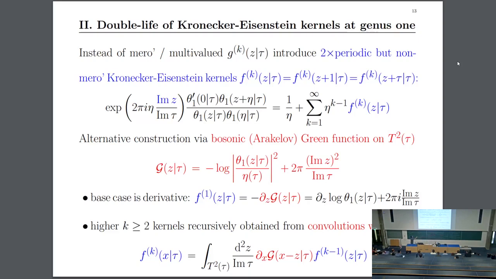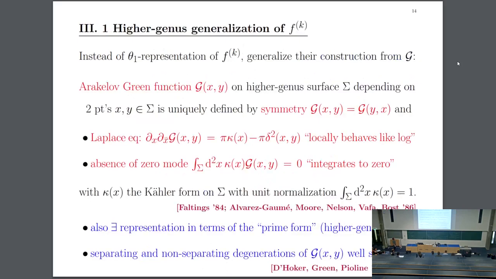Okay, so F1, the first subleading kernel, is just the z derivative of the Green's function, and all the higher ones are convolutions of Green's functions and lower order f. So this is a recursion relation which generates all the f's for you, even if you don't know about this ratio of theta functions over there. And this also has further advantages, such as manifesting their modular properties. And it's exactly that Green's function viewpoint on the Kronecker-Eisenstein kernels which generalizes quite well to higher genus.